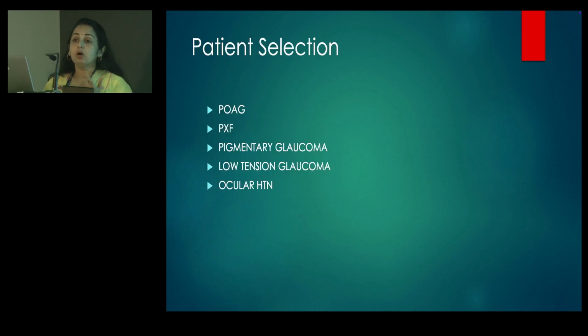So, to see the trabecular meshwork, the angle should be open, right? So, a good open angle is the need for a case whom we select for selective laser trabeculoplasty. This procedure can be done in POAG patients and pseudoexfoliation patients. In our experience, they have good results. Pigmentary glaucoma, because of the increased number of melanocytes, may also respond very well. Then in normal tension glaucoma and ocular hypertension also, nowadays selective laser trabeculoplasty is being used.